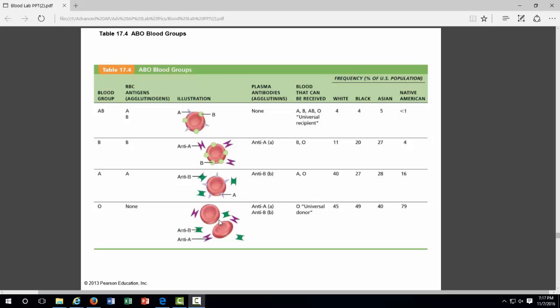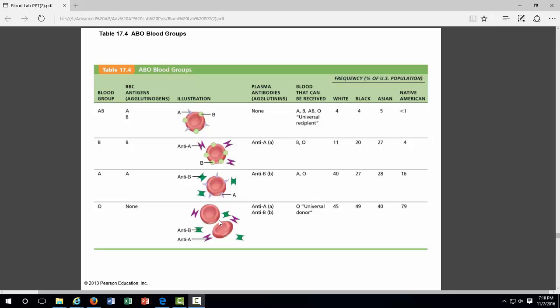So can you see why type O would be a universal donor? They can give to anybody, because look at those red blood cells. They're clean as a bean. No one's going to react to them. So everybody wants the O blood types to donate because they've got nice clean red blood cells. We can give to anybody, universal donor.